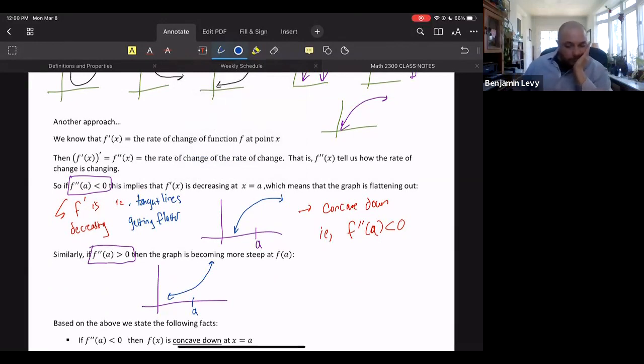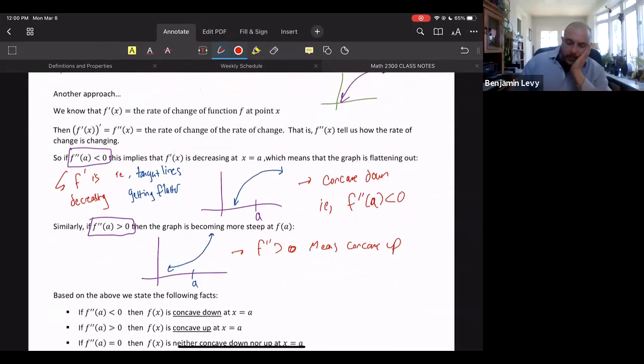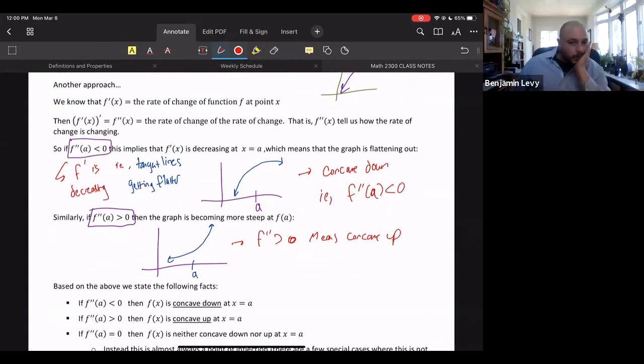Okay. So this will tell us concave down. Oops. Positive. Okay.